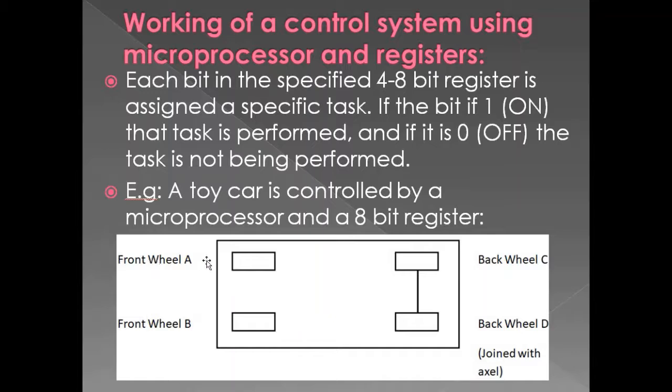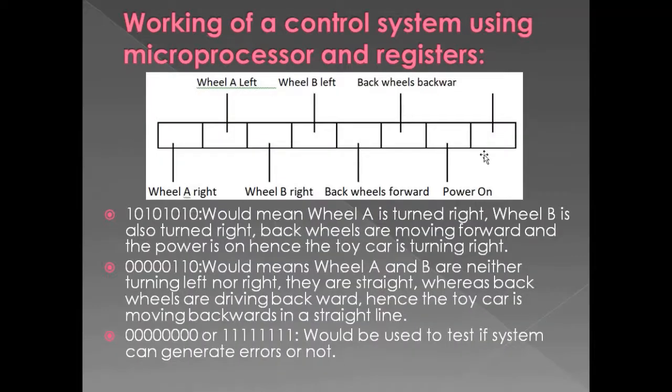Now you are given a diagram in which you have front wheel A, front wheel B, back wheels C and D, which are joined by an axle. Then they give you the diagram of a blank register, and they tell you that if this bit is on, that means wheel A turns right. If this bit is on, that means wheel A turns left, wheel B right, wheel B left, back wheels forward, back wheels backward, power on, and this one is not listed. This might be for power off.